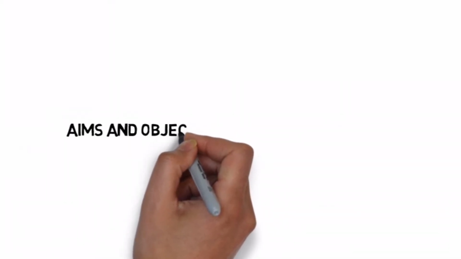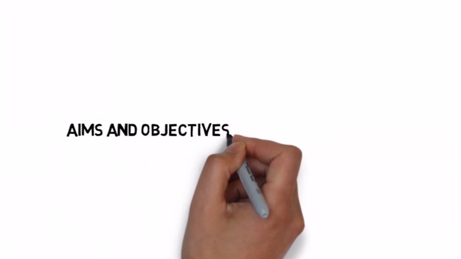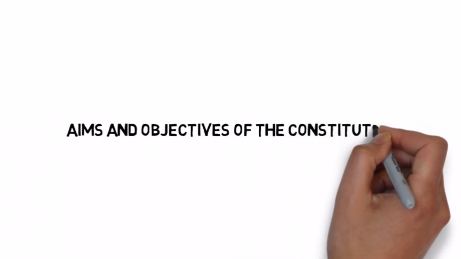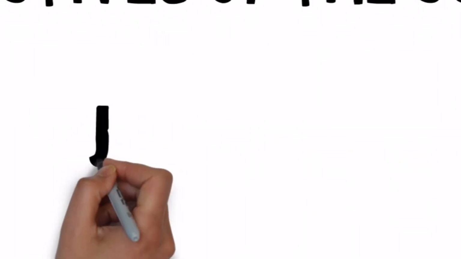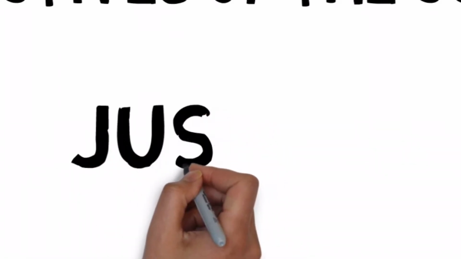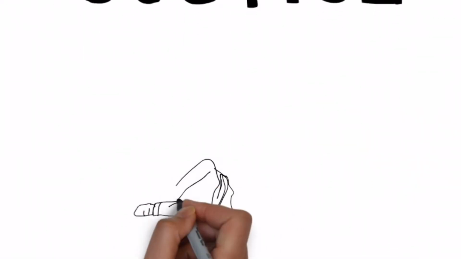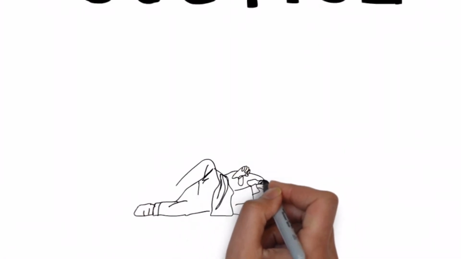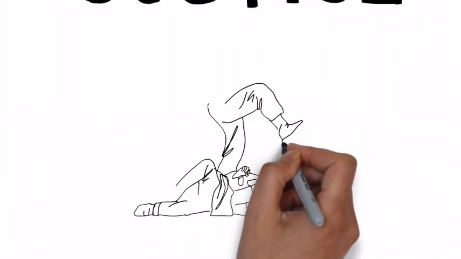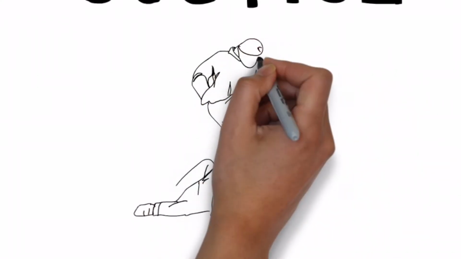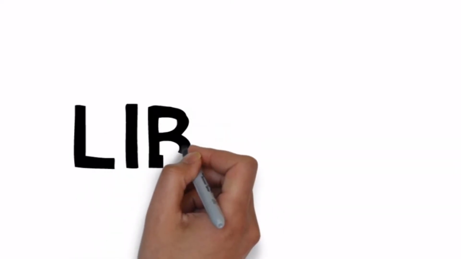Next, the preamble also points out some of the aims and objectives of our constitution. The first one, justice. All citizens are equal before the law. No discrimination can be made on basis of caste, creed, etc. For example, if there is a punishment prescribed for a particular crime, then whether the criminal belongs to a high caste or is rich or belongs to a particular religion, the punishment will be the same for all those who commit that crime.